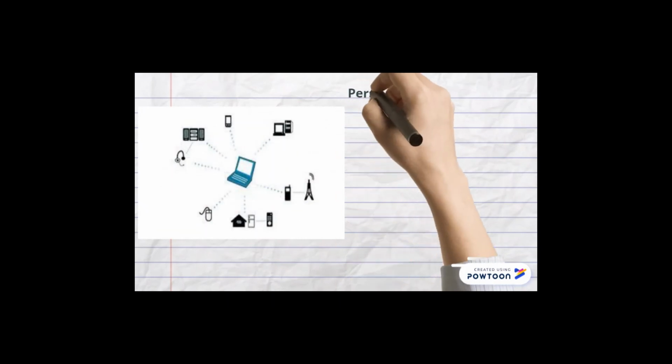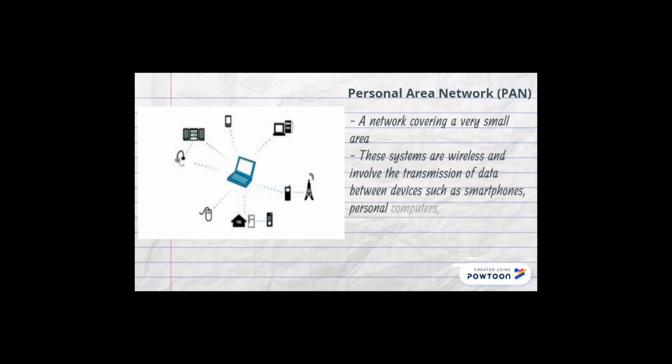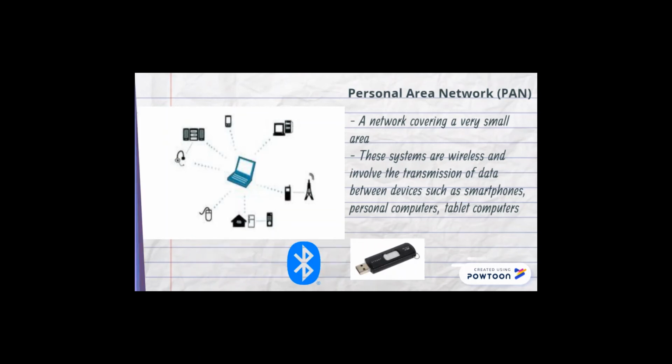Alright, have you guys ever heard about a personal area network, also called PAN? It is a network covering a very small area. Typically, these systems are wireless and involve the transmission of data between devices such as smartphones, computers, etc. The best known wireless PAN technology is Bluetooth, and the most popular wired PAN is USB.